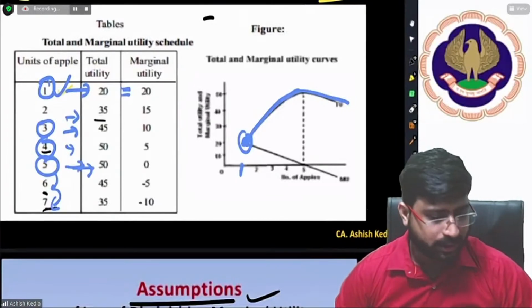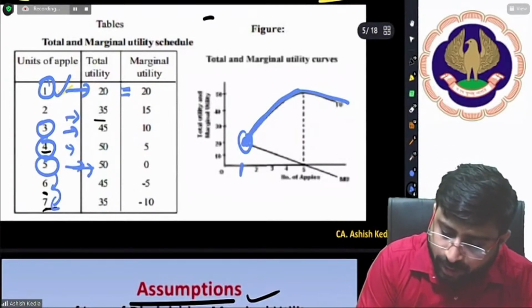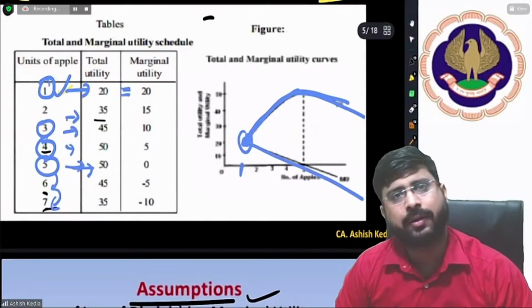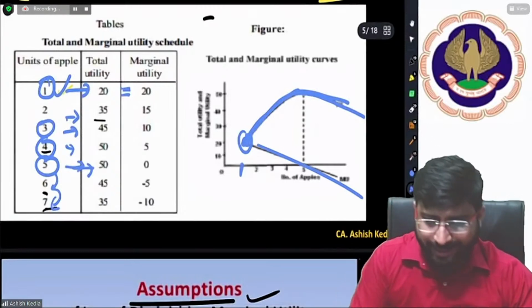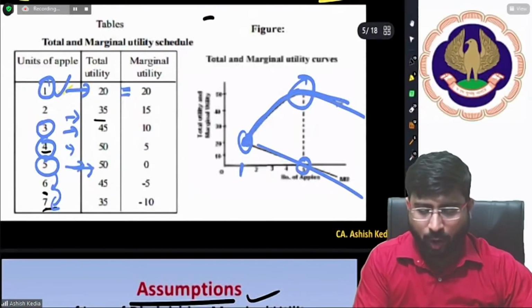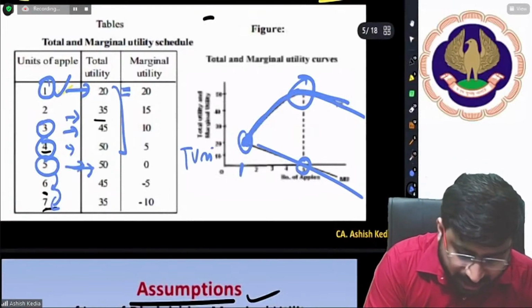Yes, sir, you are right. But beyond the first unit, see, TU has risen and then fallen, but MU is constantly on the fall. So when TU is maximum, MU is 0. So how do you write? See, when TU rises, you see TU is rising.